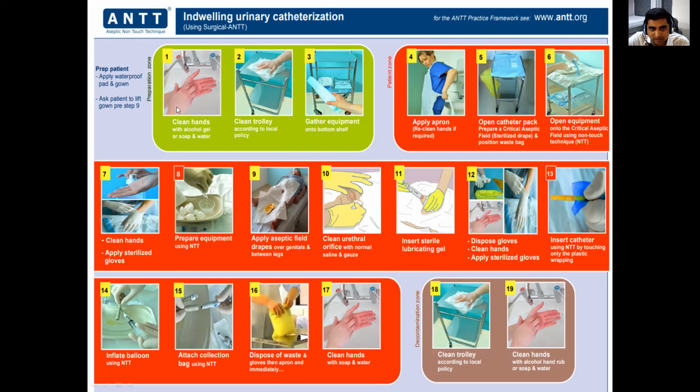Now, the first step is washing the hands with soap and water or alcoholic chlorhexidine. Then clean the trolley as per local policy. Then gather the catheter insertion kit. Then put on your gown. Clean the hands if required, and then open the catheter insertion kit and gather your equipment. Then again, if not sterile, clean your hands. Then put on sterile gloves. Then prepare your equipment using the non-touch technique.